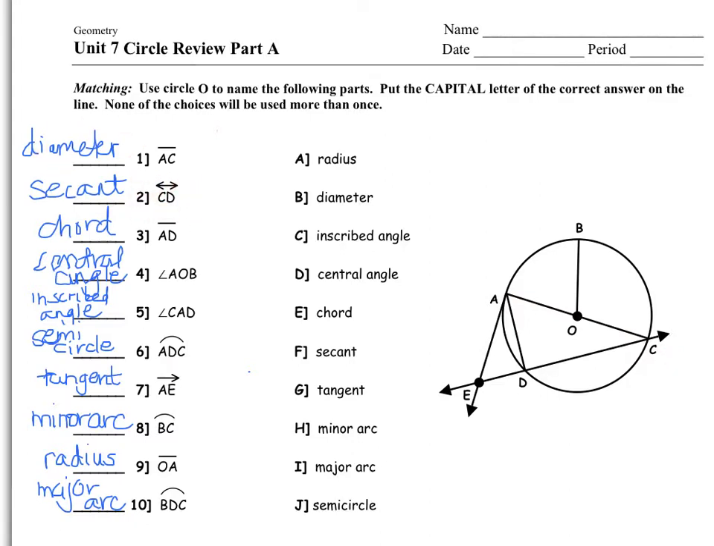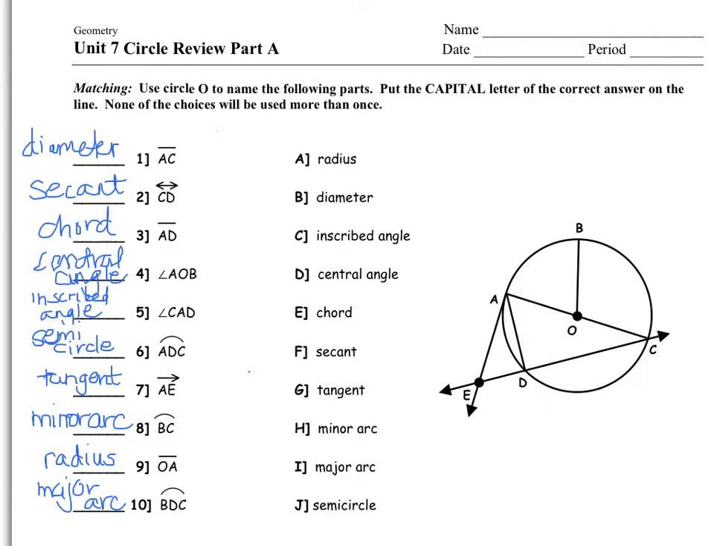Line CD, here's line CD. This actually touches 2 points on the circle as well, but it doesn't go to the center point. And it actually goes through. So CD is a part of CE. So this is actually a secant line. Okay. Line segment AD. There we see it. It touches 2 points on the circle, but that's it. It's a segment. That has to be a chord.